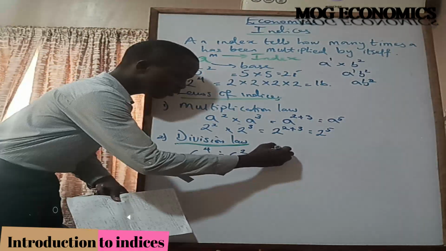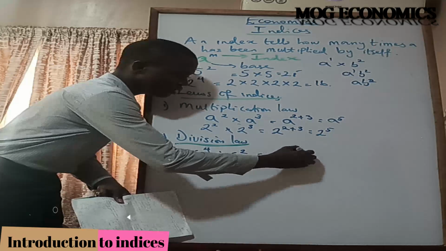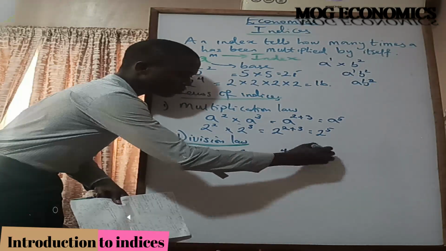So I'm going to have c raised to power 4 minus 2, and this gives me c raised to power 2. That's all.